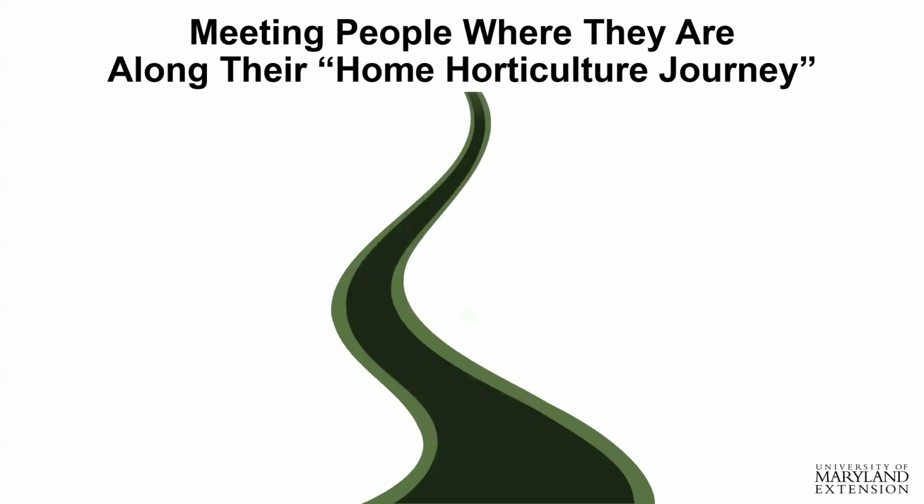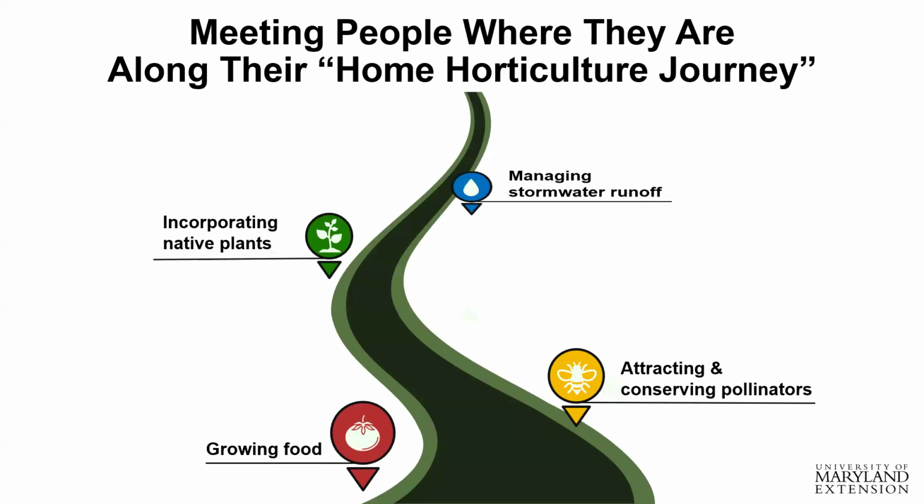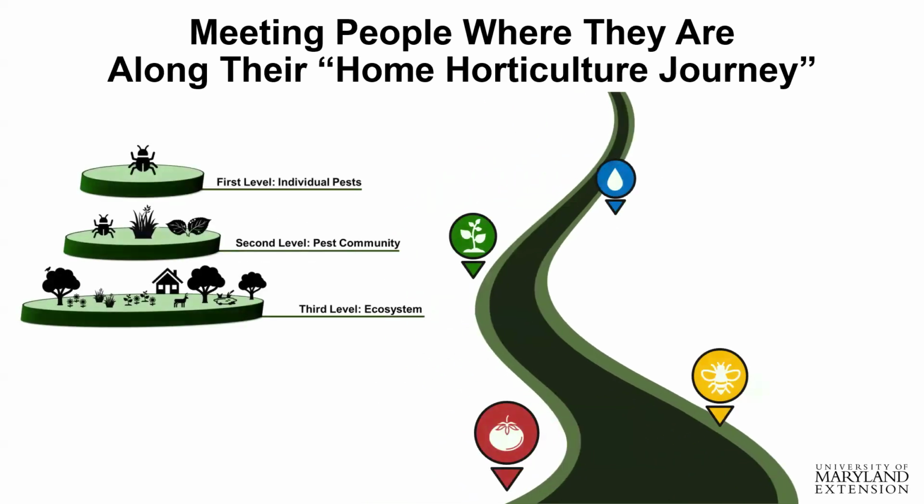Okay, so as we conclude here, when we're working with the public, we want to meet people where they are along their home horticulture journey. So depending on what they're focused on in a particular time, maybe someone's really focused on growing food. Maybe in the future, they become more interested in attracting and conserving pollinators, incorporating native plants, and so on. So meeting people where they are, not forcing them in a particular direction.